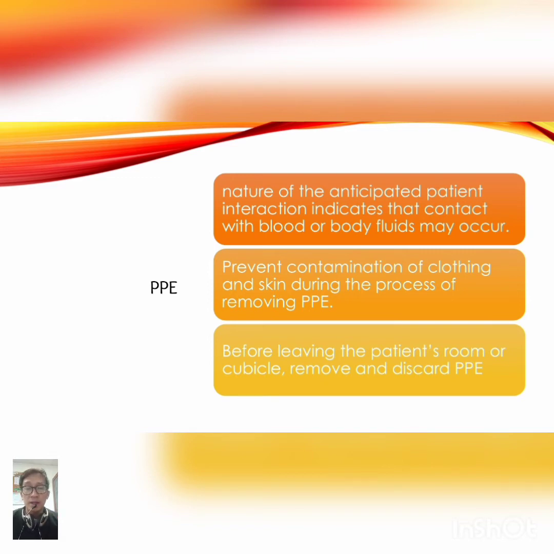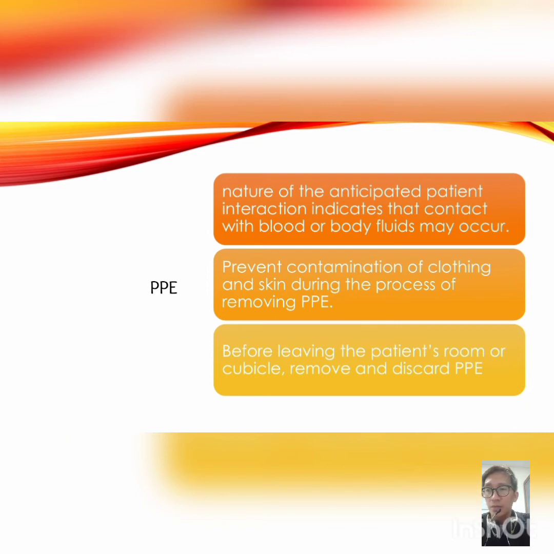Now, depending on the type of isolation or precautions that you are going to apply to a certain patient, especially for droplet or airborne, all PPE should be removed inside the patient room except for your mask or your N95 respirators. We have different types of personal protective equipment. First is your gloves.